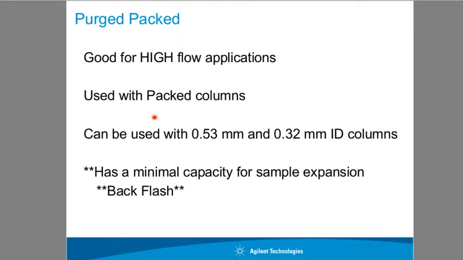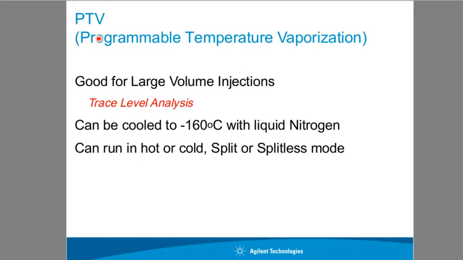So if you do have a purge packed inlet, an older system or something like that, and you are converting over to a capillary column, my recommendation would be generally to look at a 0.53. It's not as efficient as a 0.32, but you can get your sample loaded on the head of the column a lot more quickly. One of the things in doing so is that since it has minimal capacity, only about 170 microliters of vapor volume in the inlet, backflash is definitely a problem with capillary columns in the purge packed inlet.